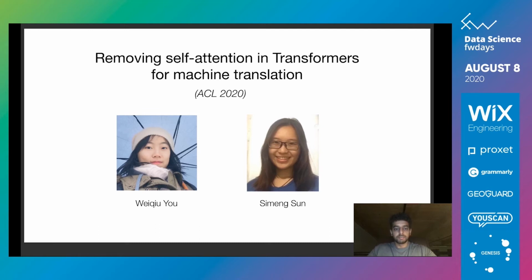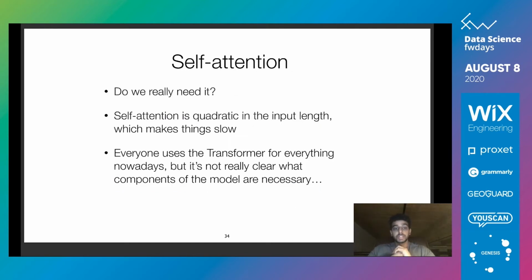This is work that my students Wei Chu and Simong did that was presented at ACL this past year. Here we're focusing specifically on the transformer architecture, which is the current state of the art for text generation and basically every other NLP task at this point. The transformer relies heavily on a self-attention mechanism. I'm going to explain how that works in a second, but essentially this is a large contributor to the slowness of these models. Self-attention is quadratic in the input length, and so we were motivated to figure out if we can replace it with something that is much faster.